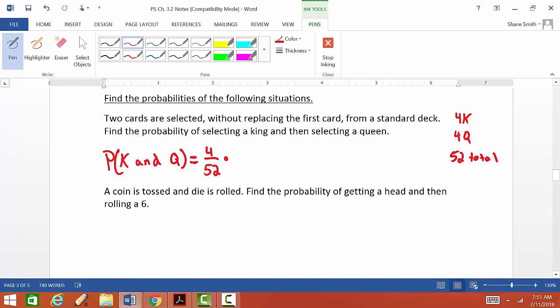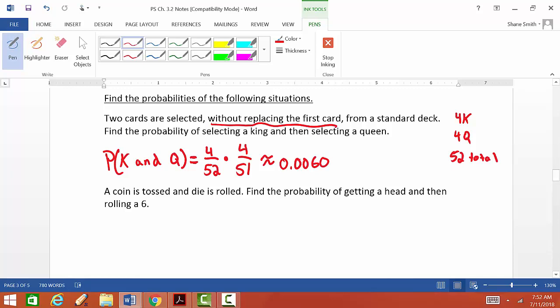Now we have to think, are these independent or not? Do I have to worry that I selected the king? Well, it says I did not replace the first card. This is without replacement, so I'm not putting the king back. So there's 4 out of 51 cards left that are queens, and I multiply them. Because this is kind of a messy fraction, I'm just going to get a decimal answer for this one. So it's 0.0060, getting a king and a queen.